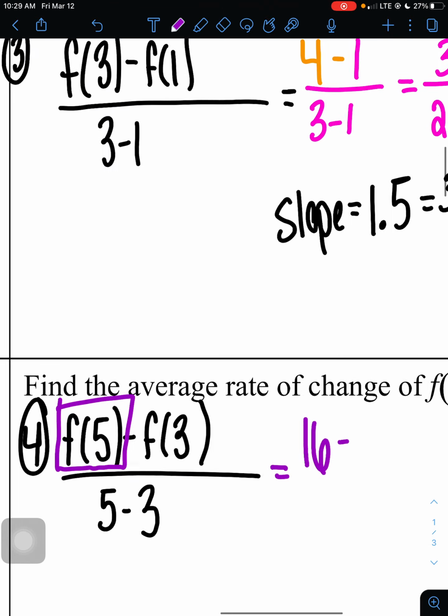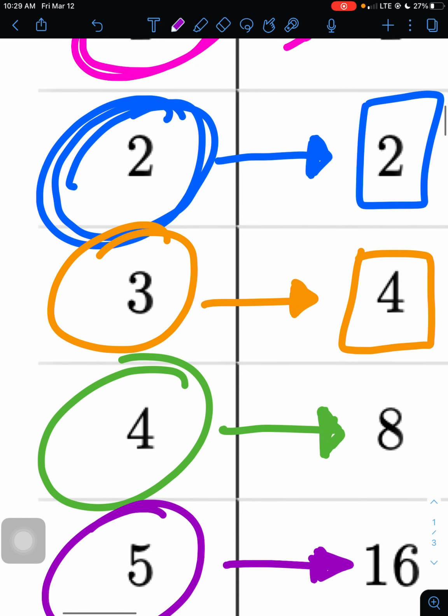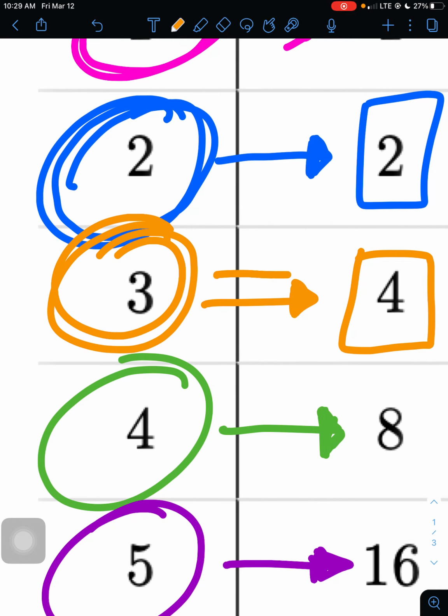And then let me see what f of 3 is. f of 3 is 4. And I can see that because when x is 3, y is 4.